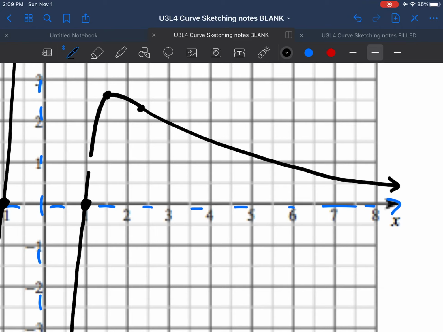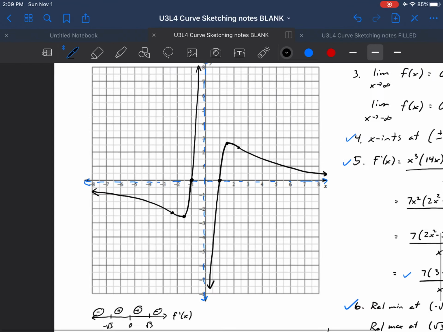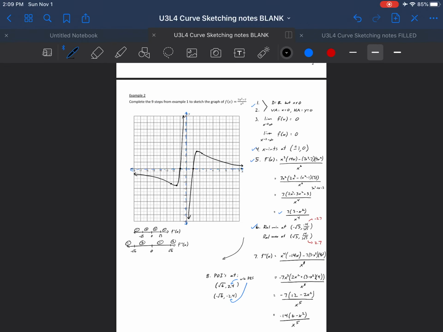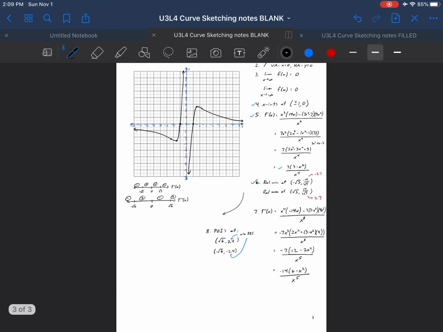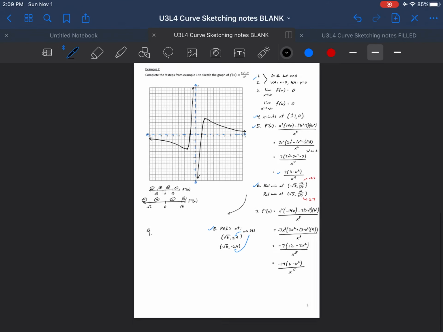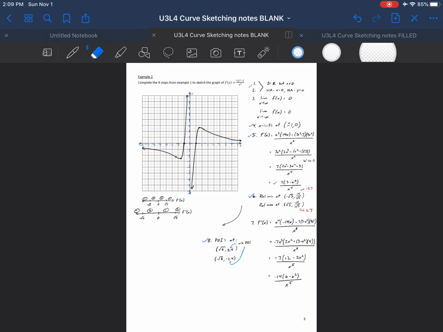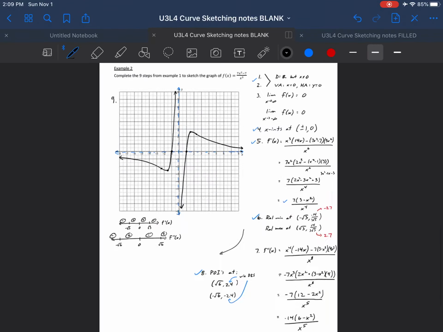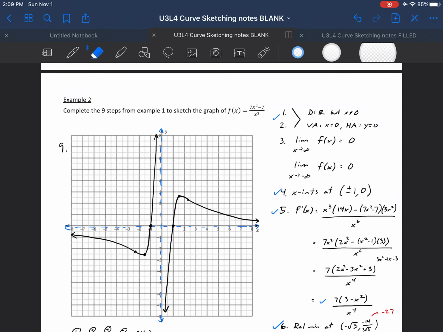Okay, now I finally will accept it. All right? So there's the graph, guys. That's our relative max. We've done everything now. So we got the points of inflection, and step 9. Step 9 was the curve sketch. So I'll just put that right here, that this was our step 9.